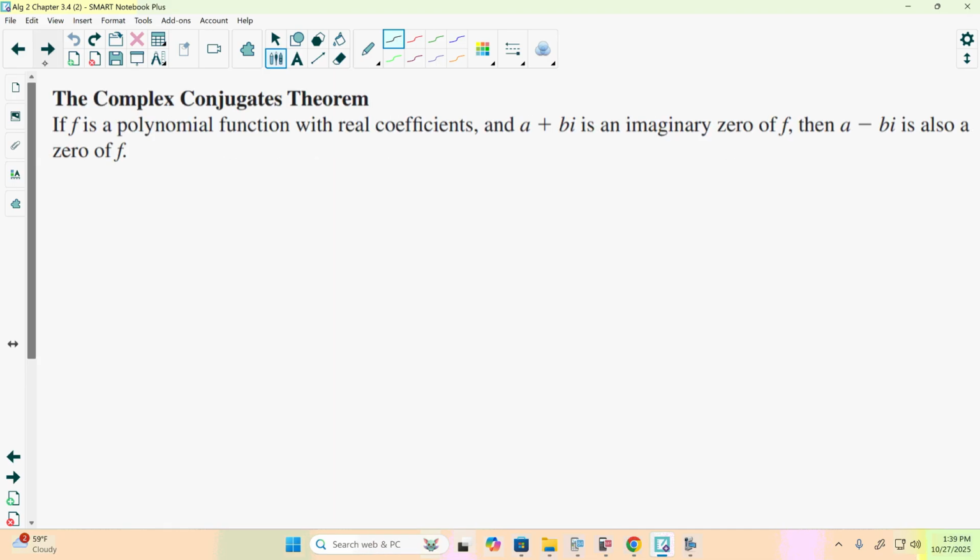What we're talking about today is complex conjugates. The complex conjugate theorem states if a polynomial has real coefficients, and a plus bi is an imaginary zero, so if a plus bi is a solution, it means that a minus bi has to be a solution. So a plus bi is a complex number, and its complex conjugate is a minus bi.